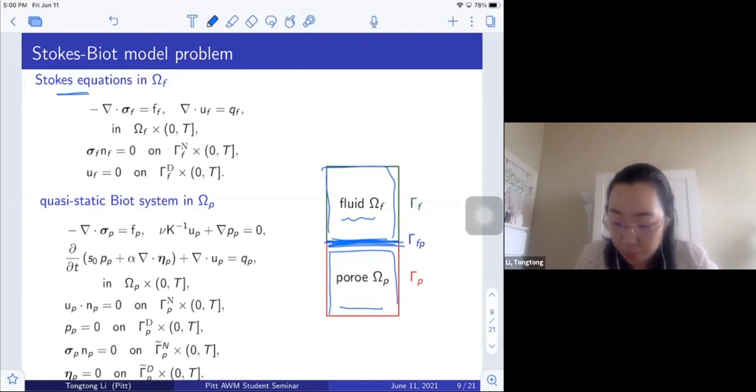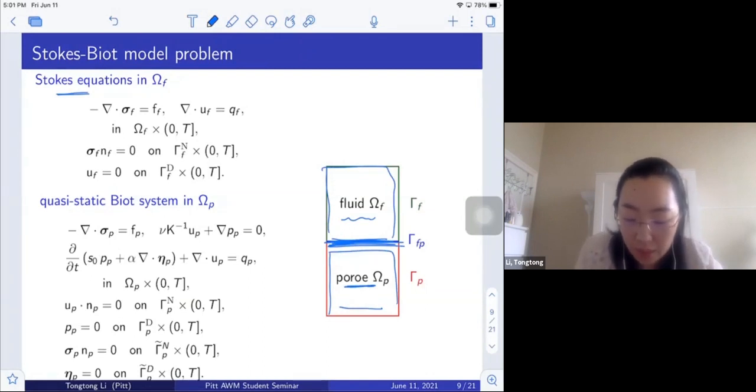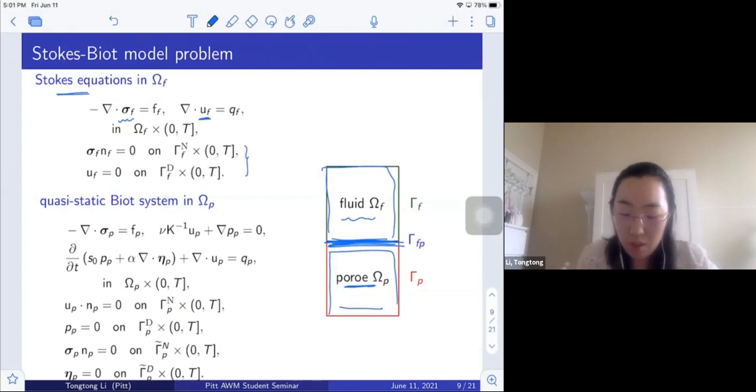The Biot system is used to describe this poroelastic media. So in the Stokes, the variable that we care about is this sigma f, the fluid stress. uf is the velocity, but we also have the pressure inside. And we are also going to complement with some boundary conditions.